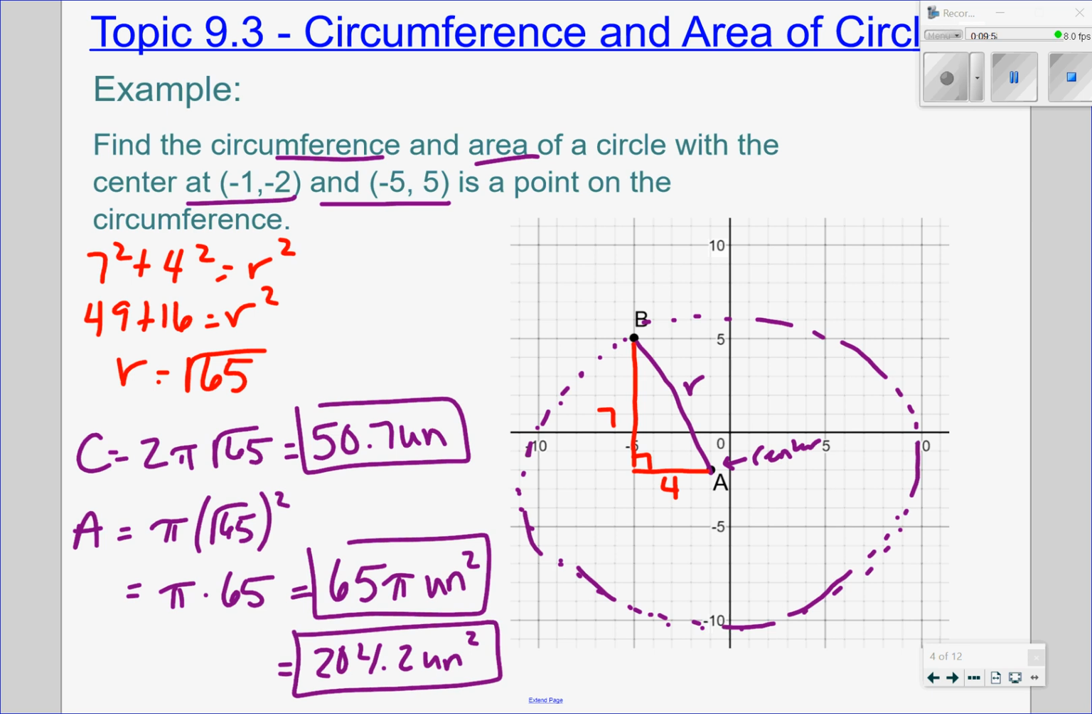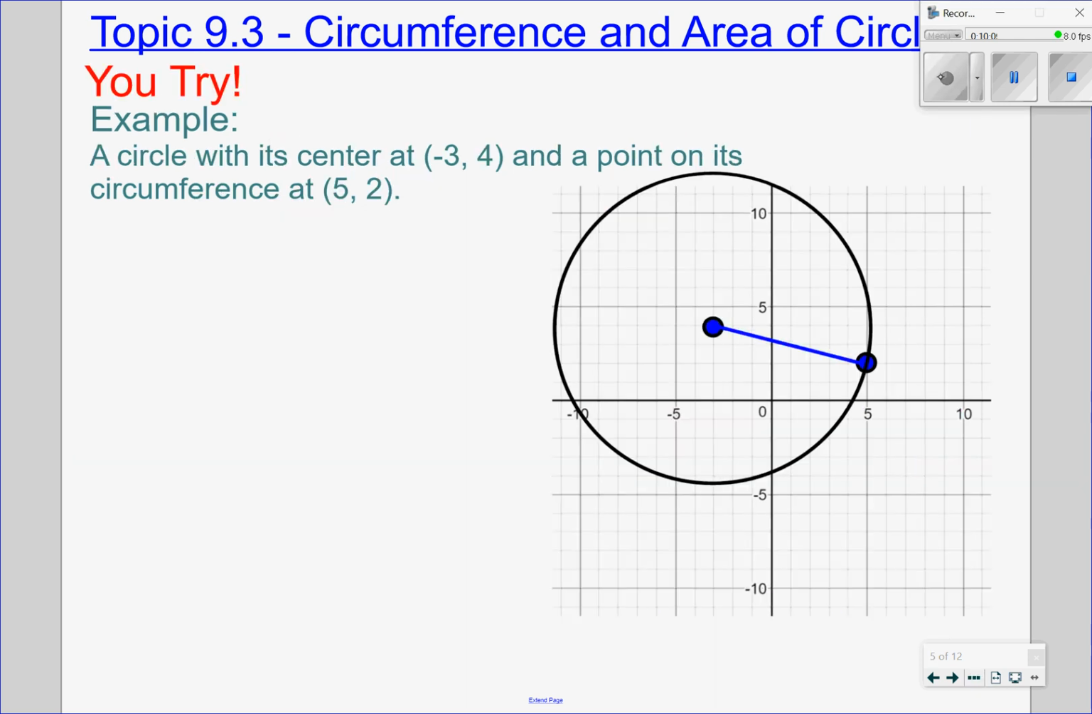Moving forward, let's have you guys attempt one of these problems. So let's go for it. Go ahead and give this one a try. So now we have a circle with its center at -3, 4 and a point on its circumference. Go ahead and calculate the area and calculate the circumference. So first find the value of the radius and then go ahead and calculate the area and the circumference.